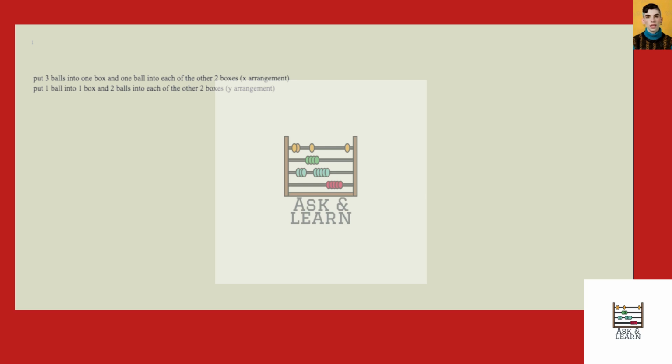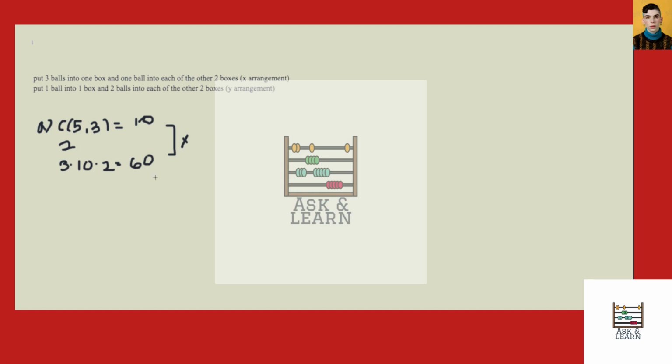So for part A, for the X arrangement, there's 3 ways to choose the box that's crowded. So that gives us C of 5, 3, which is 10 ways to choose the balls to be put there. And there's 2 ways for the other balls. So as we described, there were 3 ways for the first one, and then we have 10 times 2, which is 60 possibilities.